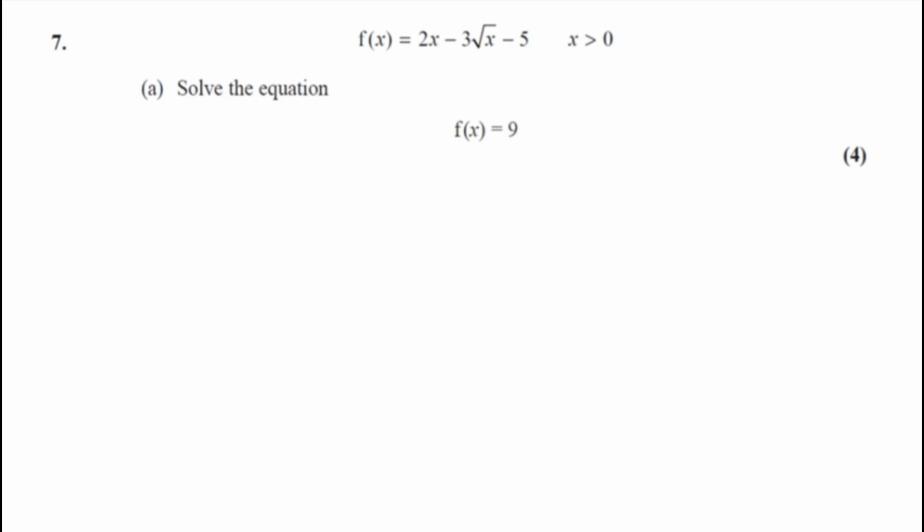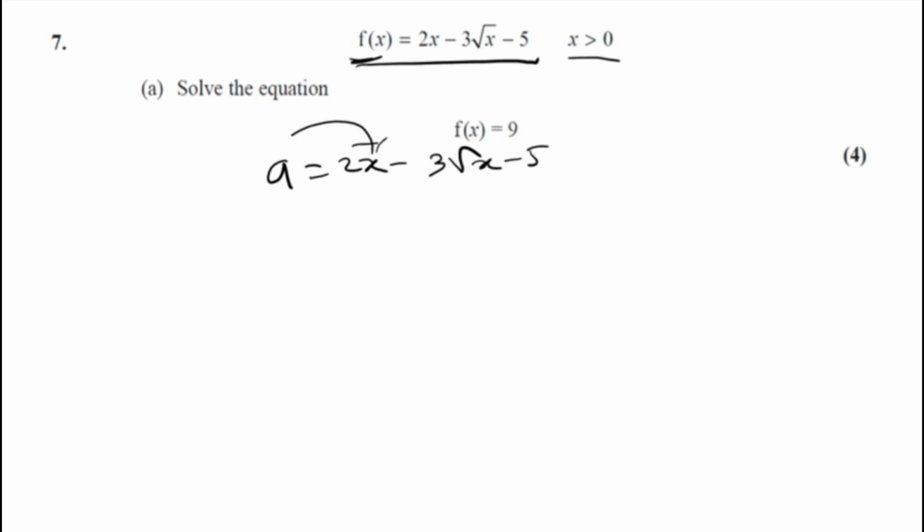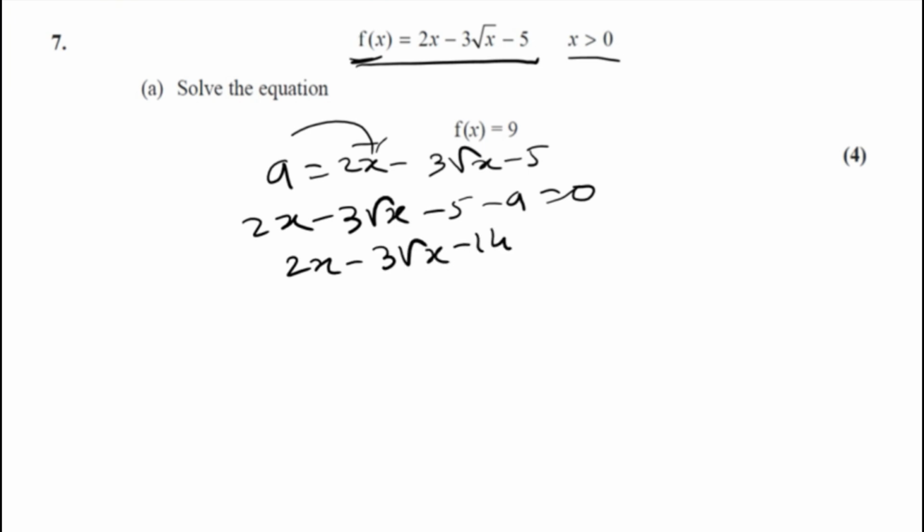Next question is, we have one function f of x is equal to 2x minus 3 root x minus 5, x greater than 0. Solve the equation f of x is equal to 9. We did a little bit of functions in IGCSE. So we can substitute 9 instead of f of x here. So I can write 9 is equal to 2x minus 3 root x minus 5. Now I'm moving 9 to the other side. So 2x minus 3 root x minus 5 minus 9 equal to 0. So 2x minus 3 root x minus 14 is equal to 0.